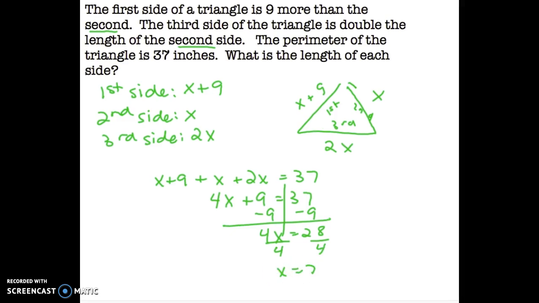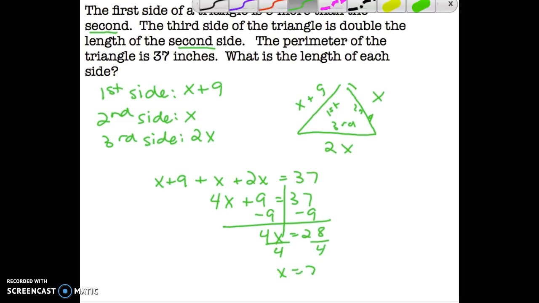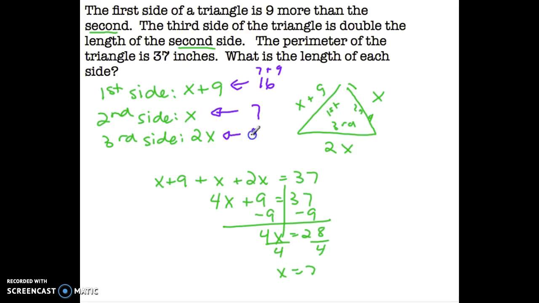So I'm almost done with the problem. I say x is 7. It's great. But I have to figure out all the sides. So the first side would be 7 plus 9, or 16. And then the third side would be 2 times 7, or 14. So I think the sides are 16 inches, 7 inches, and 14 inches.